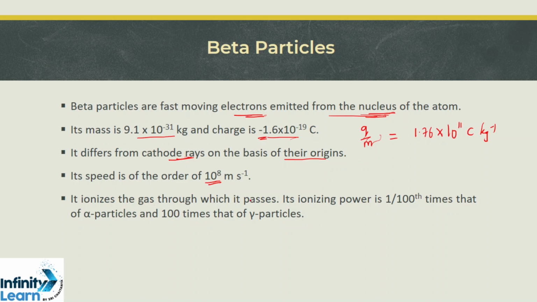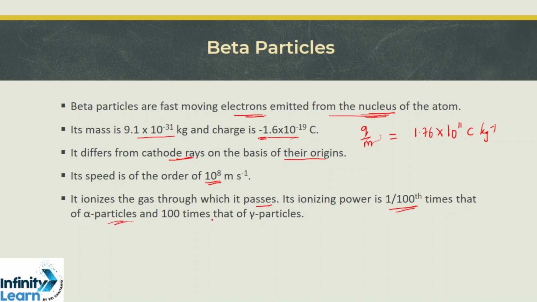Next, it ionizes the gas through which it passes. As already discussed, the ionizing power of alpha particle is maximum. It is 100 times that of beta, and therefore we can write ionizing power of beta is 1 by 100 times that of alpha particle.